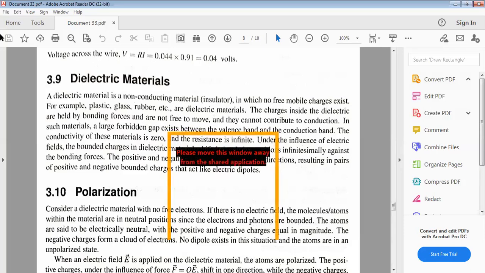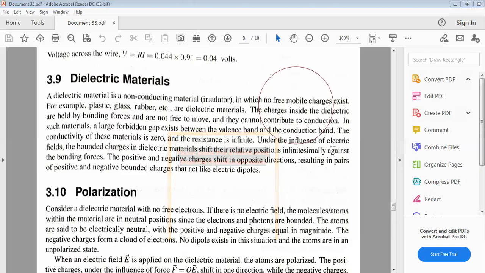What exactly does this mean? The outermost orbit electrons, the valence electrons, are tightly bonded by the attraction force of the central nucleus. Any material is made up of a number of atoms. Each atom contains a central nucleus. Let us assume this is the central nucleus.